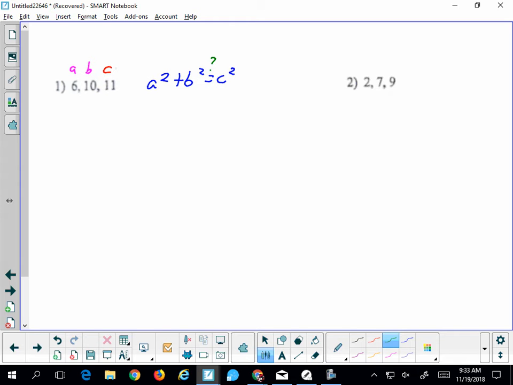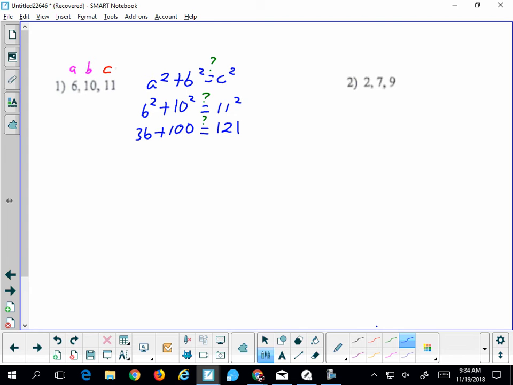So we substitute our three values in, and we end up with 6 squared plus 10 squared equals 11 squared. And I'm going to go ahead and keep my question mark up here because at this point we don't know if they're equal. That's what we're trying to decide. So if we calculate this, 6 squared is 36. And not squared. We've already squared it. So 36 plus 100. Is that equal to 11 squared, which is 121?